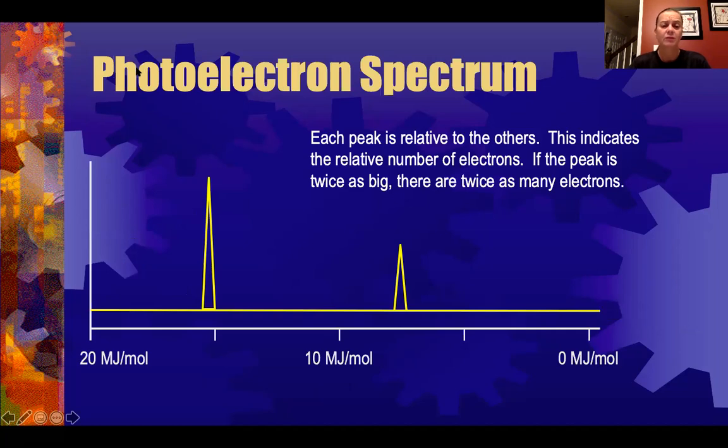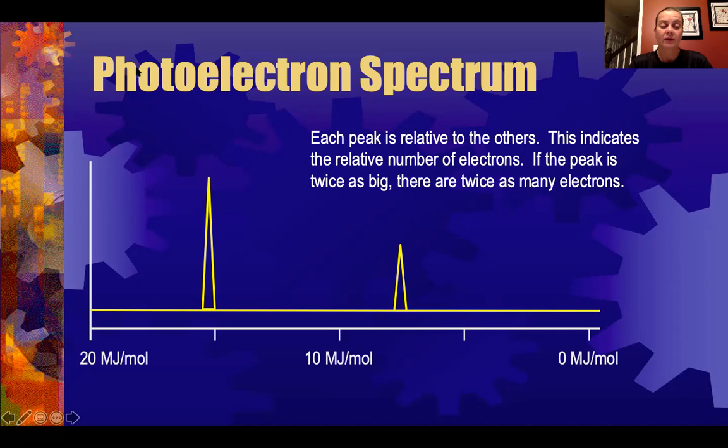So this is what a spectrum looks like. Each peak in a photoelectron spectrum, or a PES spectrum, is relative to the other peaks. This gives us an indication of how many electrons required that amount of energy. So in our diagram here, you can see that the peak on the left is twice as big as the peak on the right. That means there were twice as many electrons that required that amount of energy to remove as there were the electrons that required the smaller amount of energy to remove.